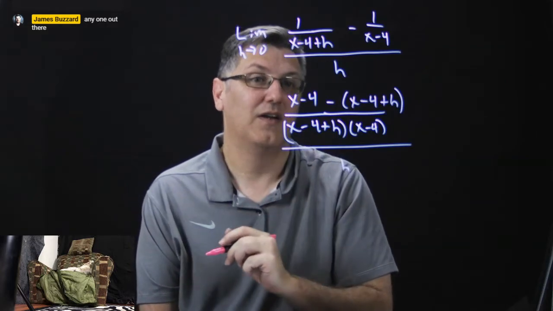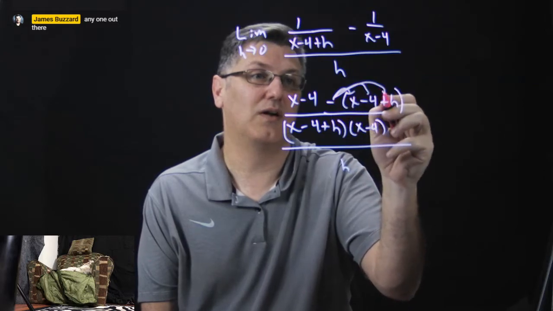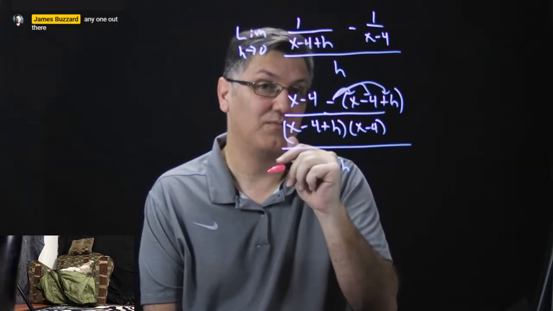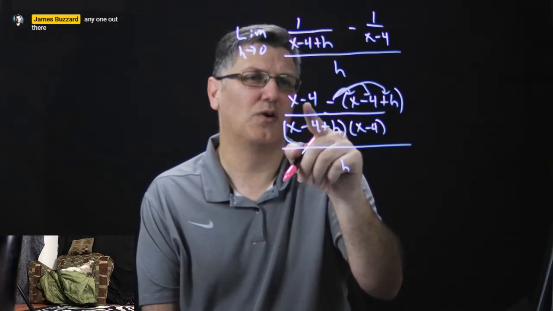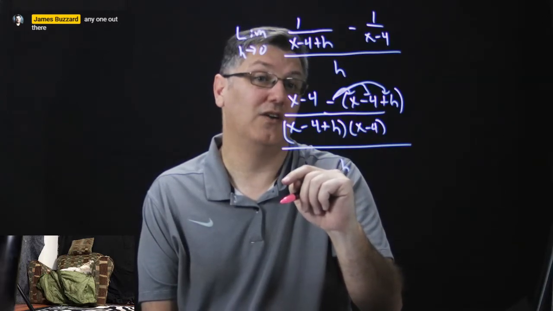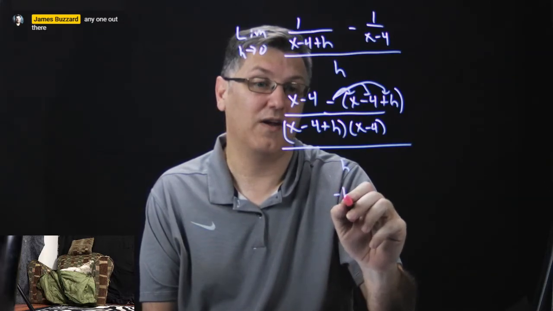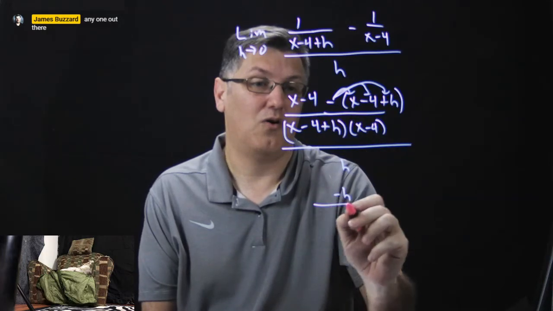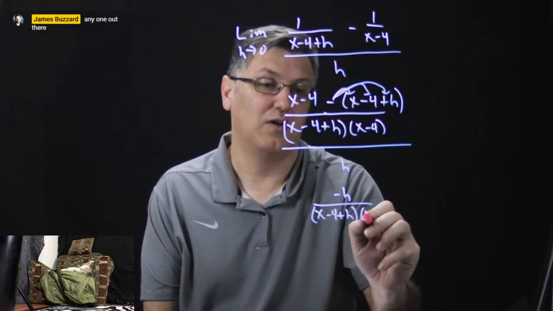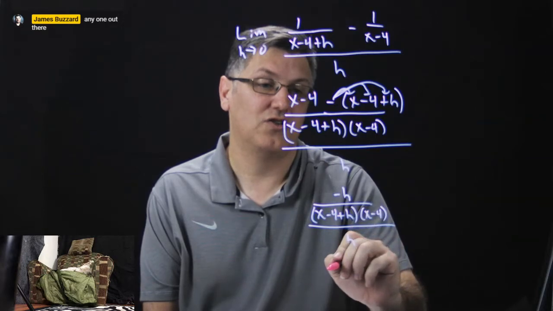All right, that seems simple enough, right? Distribute and combine like terms. I'm going to have an x minus x, so that goes away. Negative 4 plus 4, that goes away. So that just gives me a negative h on top, all over x minus 4 plus h times x minus 4, and this is still over h.